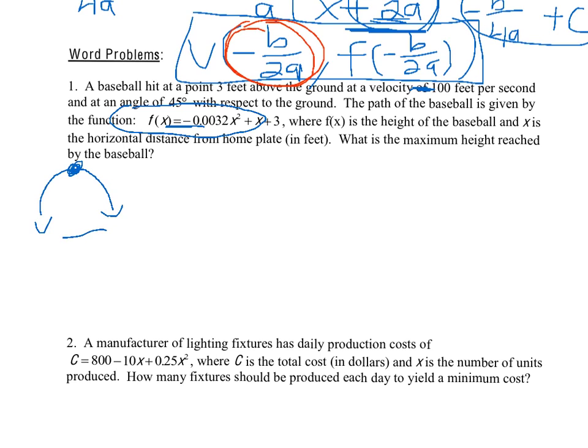So this is going to be our vertex. That's how high it goes. Okay, f of x is the height of the baseball, and x is the horizontal distance from home plate. What is the maximum height reached? So this is what we want to find. We want to find this, the maximum height.